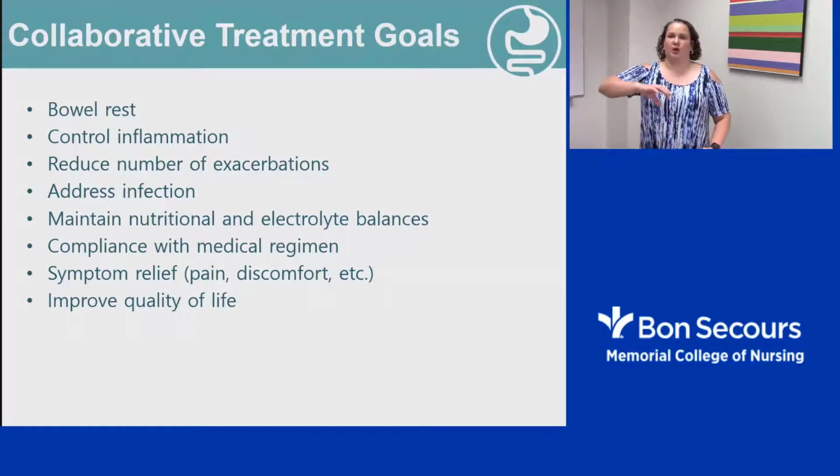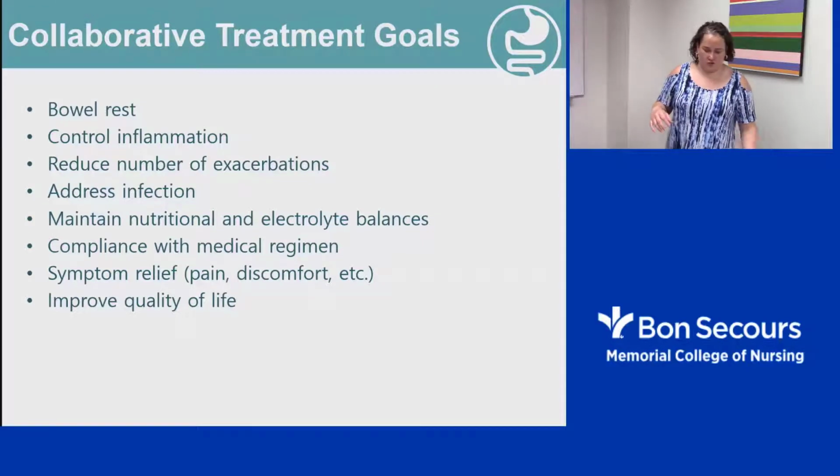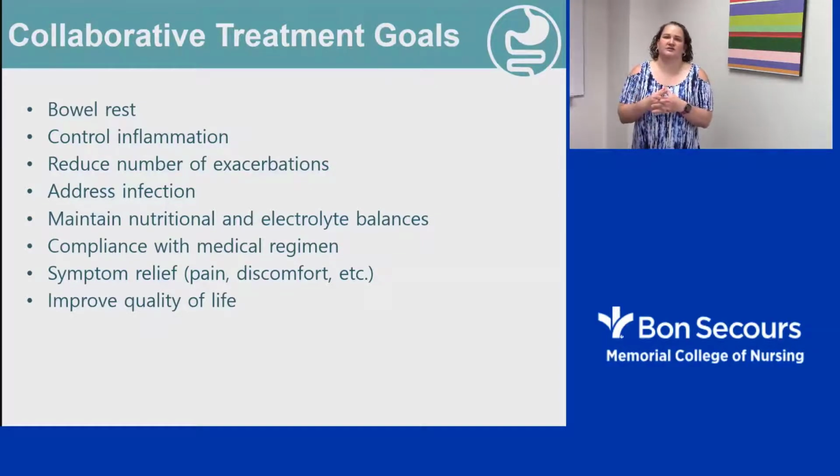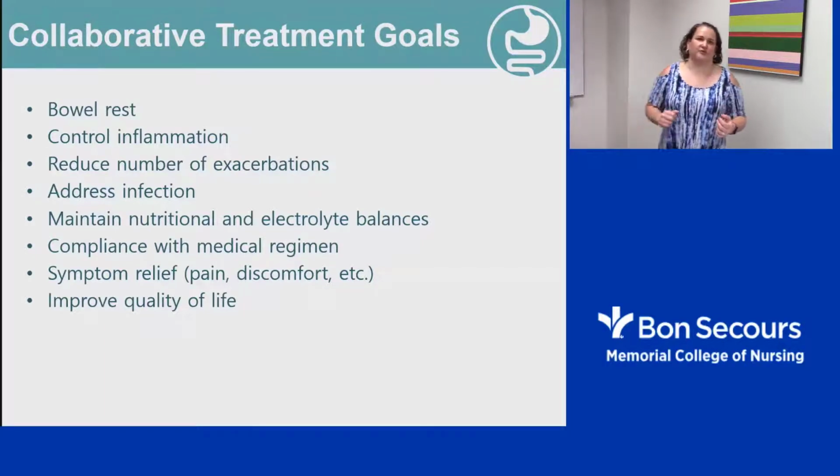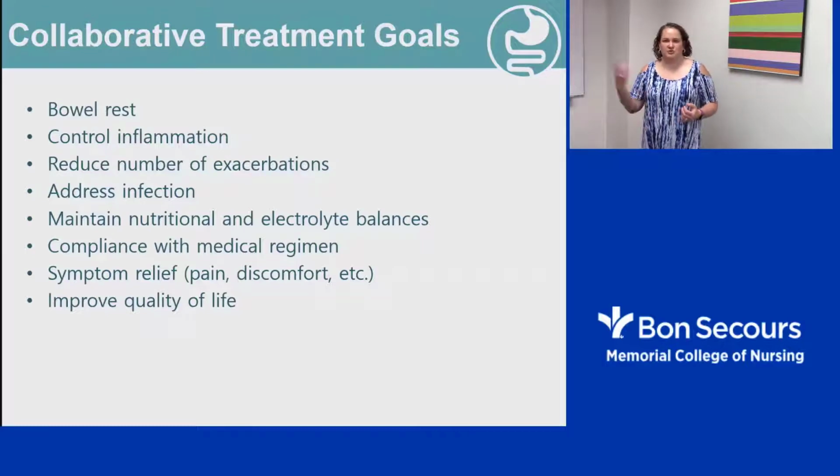So this is for both ulcerative colitis and Crohn's. Bowel rest. Stop perpetuating the problem. If you continue to let them use the GI tract, you're going to continue to have issues, which is just going to further potentiate the problem that's going on. Control inflammation. This can be done through bowel rest, but also through pharmacology, which we'll talk about in a moment.